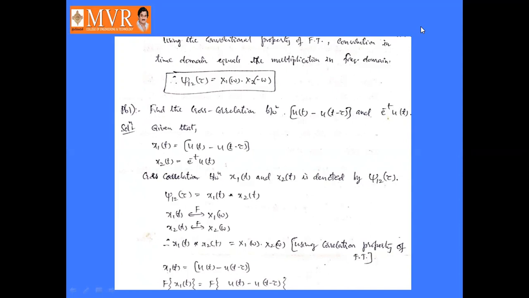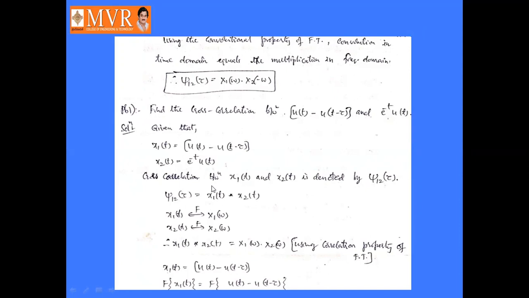See the problem. Find the cross correlation between u of t minus u of t minus tau and e of minus t into u of t. Here, two different functions are given. This is x1 of t and this is x2 of t. x1 of t is u of t minus u of t minus tau. x2 of t is e of minus t into u of t, right?